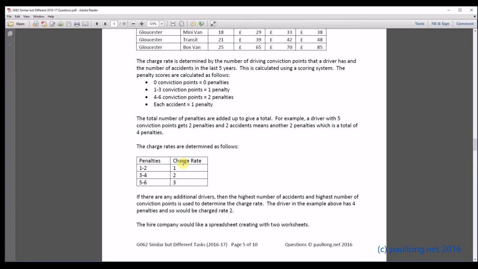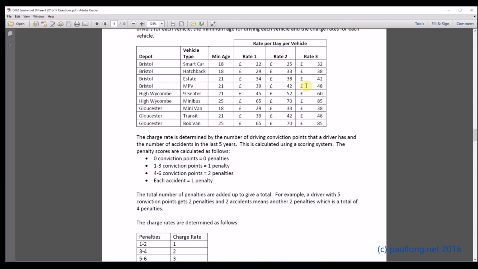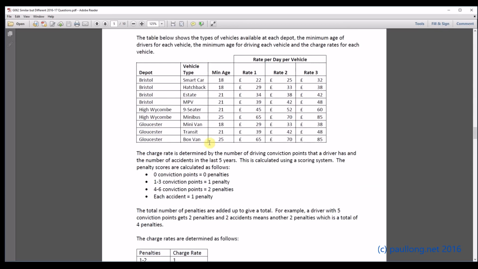So what the hire company wants is a spreadsheet which is going to have 2 worksheets. One will include these rates here, and another is going to include a sheet that will work out a quotation for a charge based on those rates. So the next video tutorial will take you through the first part, which is sorting out this table here.